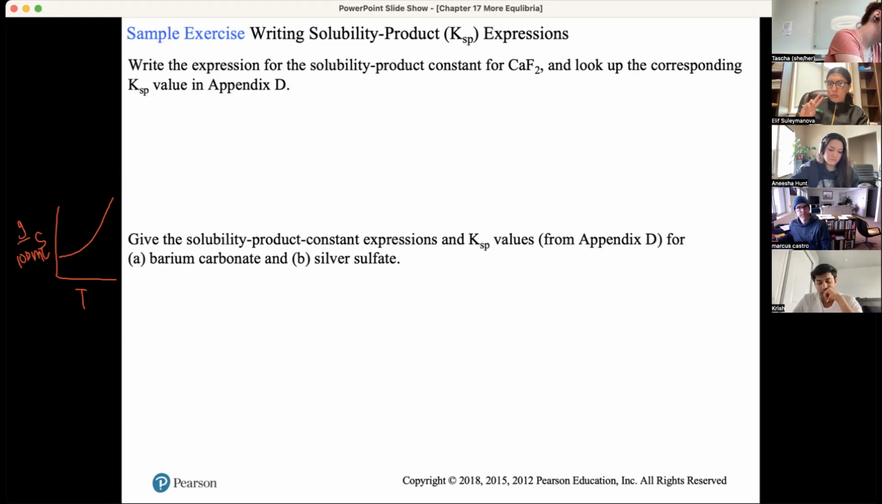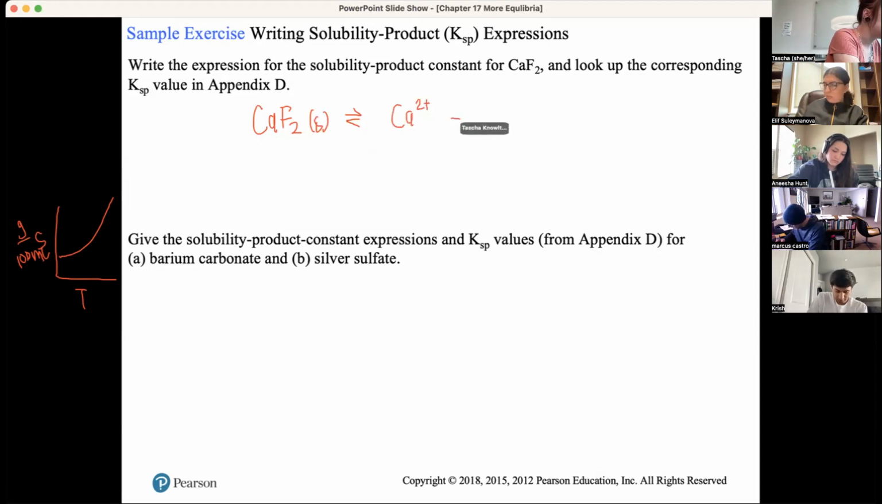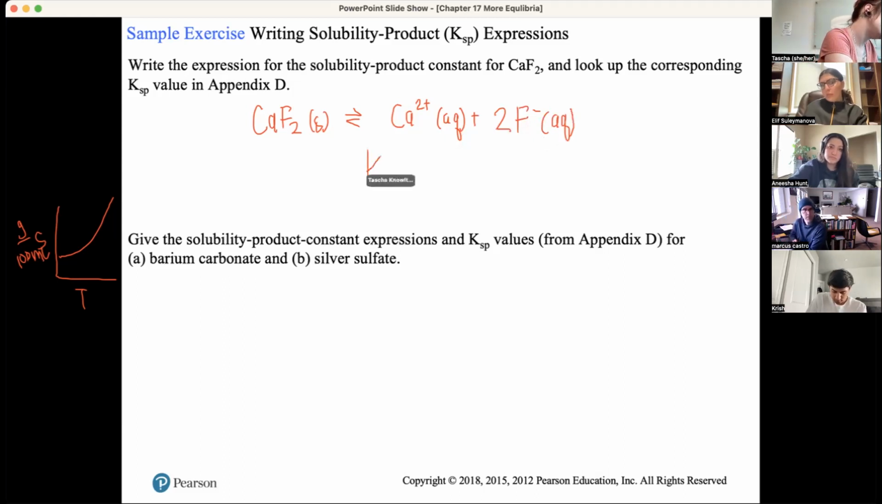So we're going to have calcium fluoride solid goes to 1 calcium 2 plus, I'm going to put the phase, aqueous, plus 2 fluorides aqueous. Okay, so then KSP equals the concentration of calcium times the concentration of fluoride squared.